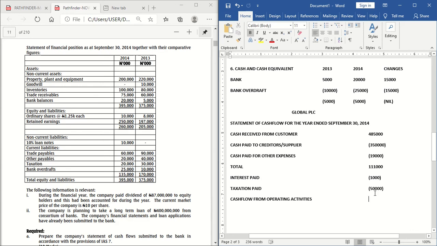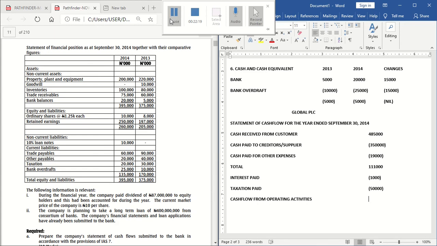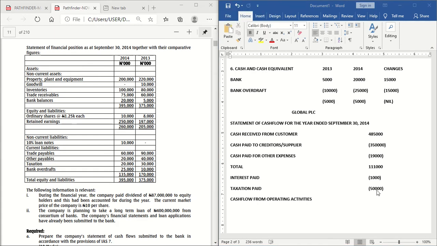If you add this and this and this together, let us press our calculator. I'm going to my calculator now. 111,000 minus 51,000, that will give us a calculation error. This minus this is expected to give us 116,000. So this minus your interest paid minus taxation paid will give you your what? Cash flow from operating activity, which is what?